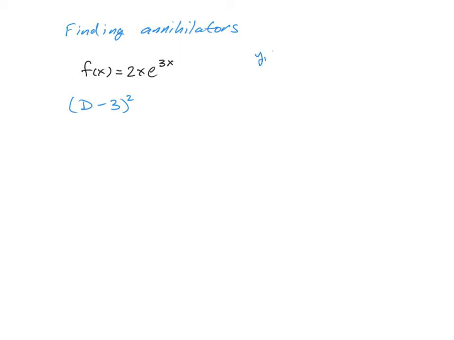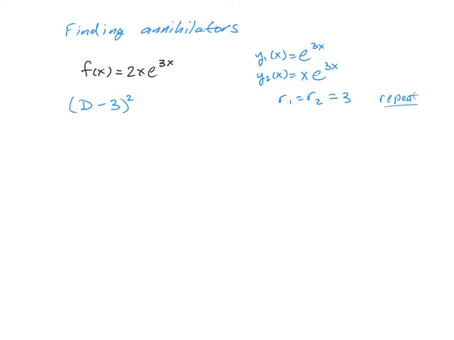Again, you know that you must have a y1 of x equaling e to the 3x, and then a y2 of x must be x e to the 3x. So that only happens when you've got r1 and r2 both equal to 3, so you've got your repeat of your factor. So that's one way of looking at it.